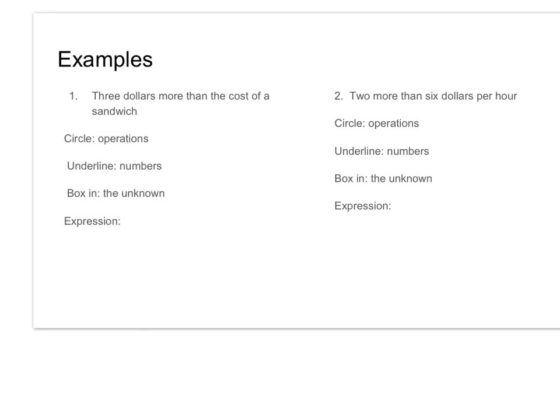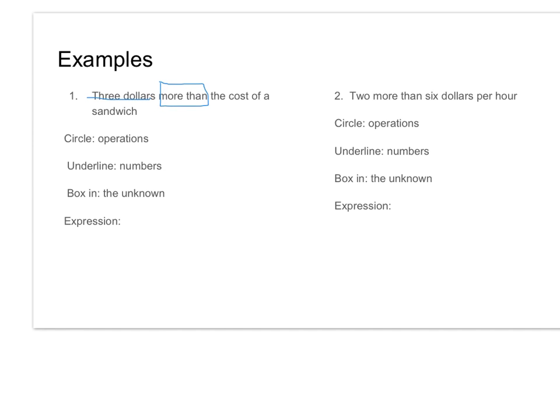Let's take a look at some examples. Example number 1 says $3 more than the cost of a sandwich. Let's circle the operations. So we have "more than" as our operation. What numbers do we know already? We have $3, so let's underline that.